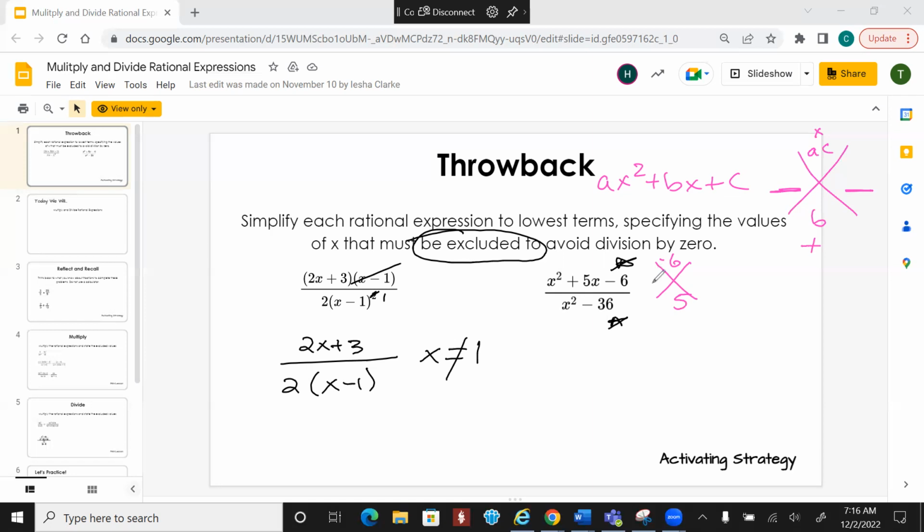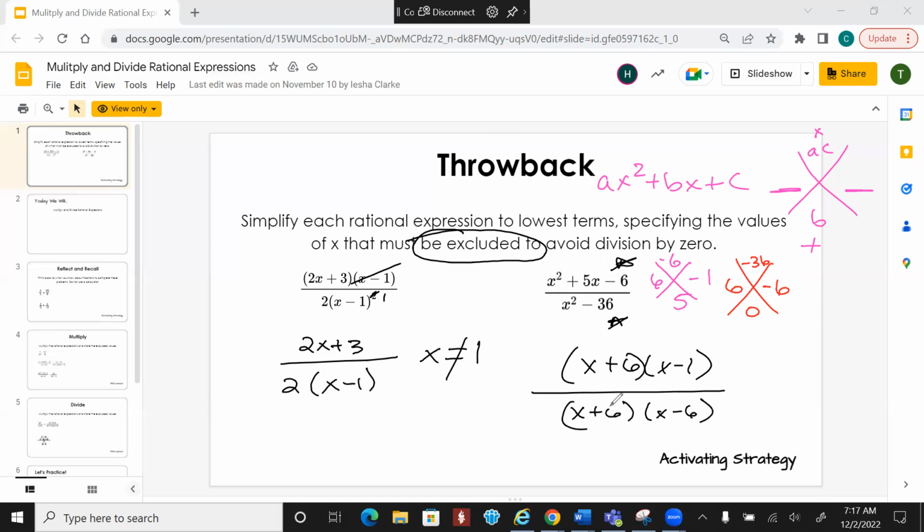I always mess this one up too. So -1 and 6. Because remember, it's got to add together to get me +5. Okay. So that's going to make this in factored form x plus 6 times x minus 1. In the bottom, we're going to factor as well. This time we don't have a b term, but a times c is going to give me -36 and b is going to give me 0. What two numbers will make that happen? 6 and -6. I'm going to put that in the bottom. So x plus 6 times x minus 6.